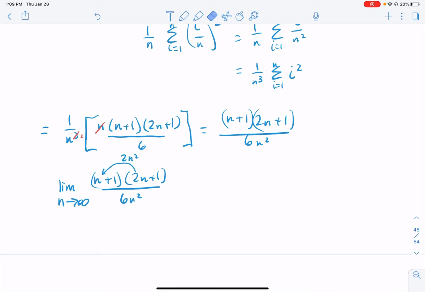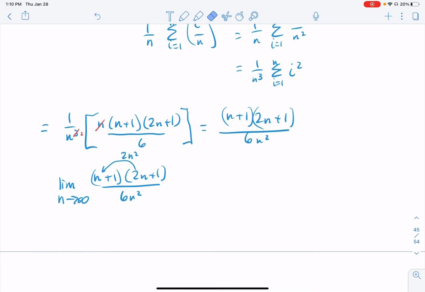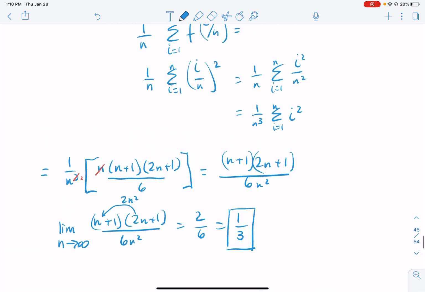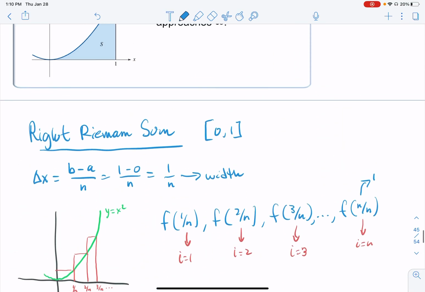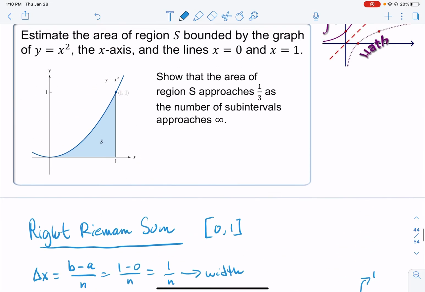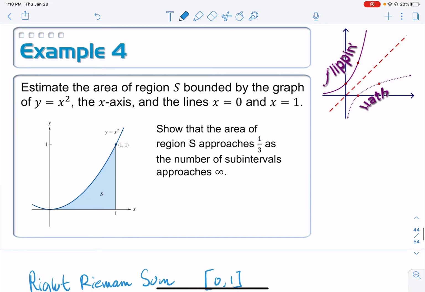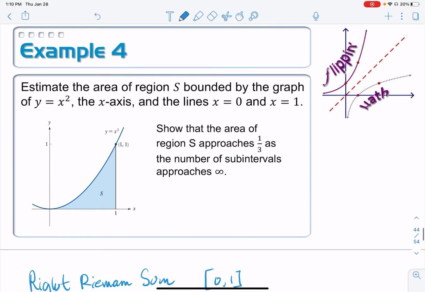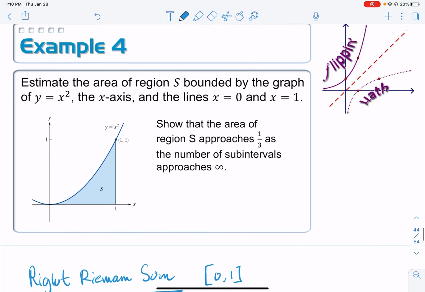And from pre-calculus, the value of this limit is equal to the ratio of the two coefficients here, which is 2/6, otherwise known as 1/3. So there you have it. We have just showed that whenever you take the limit of the right Riemann sum, the area underneath this curve is exactly 1/3. All right, but here's a follow-up question.